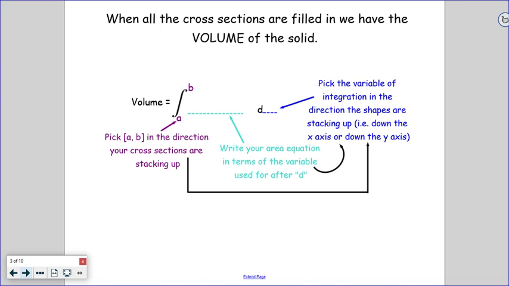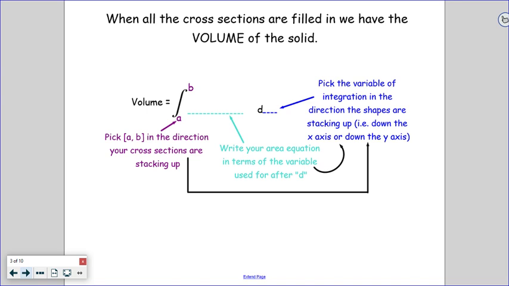Our function will be an area function. Whatever the shape is that our cross-section is will help us determine what that area function is, using our geometric area formulas for like a square or a triangle or a circle. And then picking our variable of integration will match the direction that our cross-section is stacking up. So is it going down the x-axis or the y-axis? And so we would say dx or dy, depending on which axis our cross-sections are stacking up.